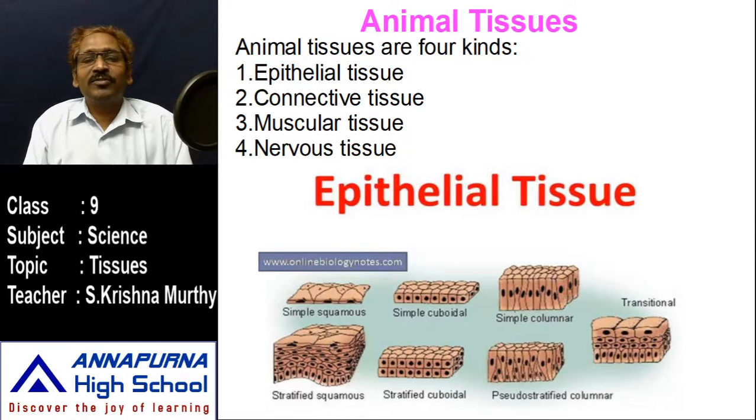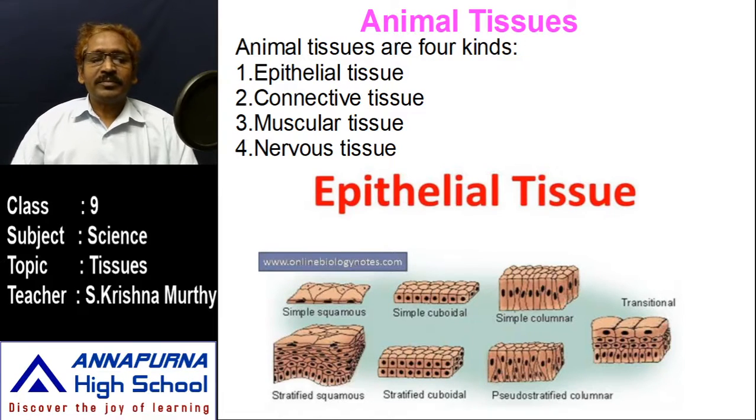So the first one is epithelial tissue. Look at the board. The first one is epithelial tissue. The second one is connective tissue. The third one is muscular tissue, and the fourth one is nervous tissue. What are the four kinds of tissues? Epithelial tissue, connective tissue, muscular tissue, and nervous tissue.